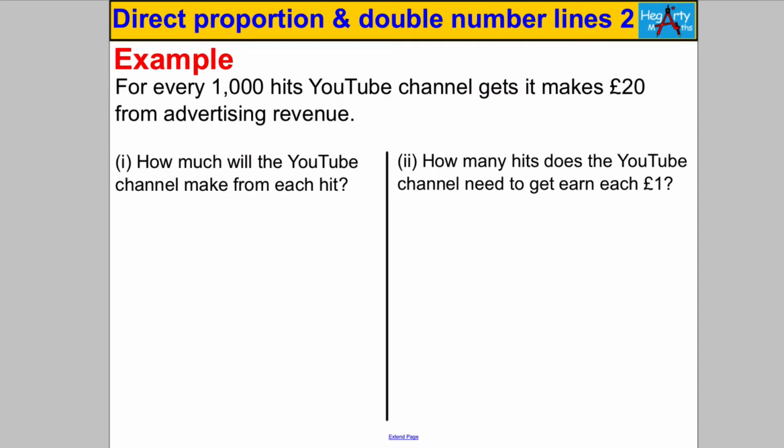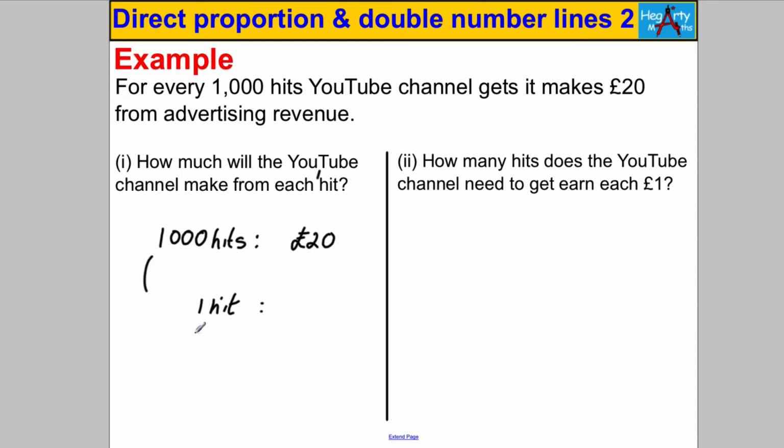Next one, pause the video, have a go at this. So for every 1,000 hits on YouTube, you get £20 advertising revenue. You're asked how much will the YouTube channel make from each hit. So I'm going to write this down as a rate or ratio. So I'm going to say 1,000 hits, okay, gives me £20. I'm asked how much will the YouTube channel make from each hit. So from each one hit, so I want this number to be 1 here. So I want to work out how much money one hit gets me.